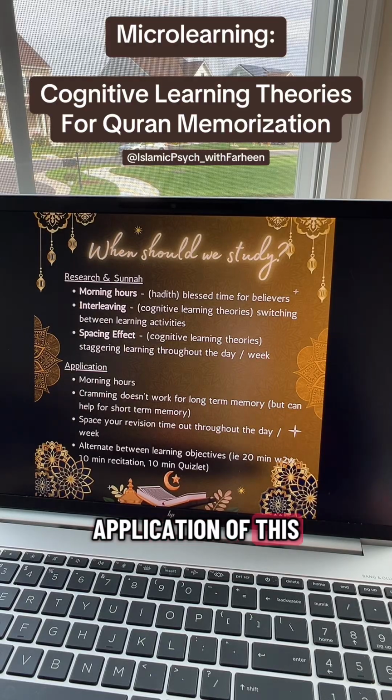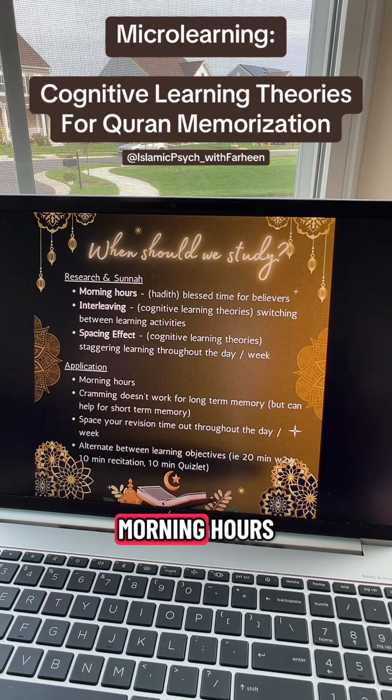So for application of this, of course, we've already got, yes, inshallah, we're going to try to catch those morning hours, especially after Fajr time. Cramming, like we said, try not to do that.